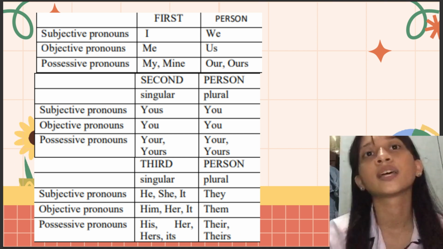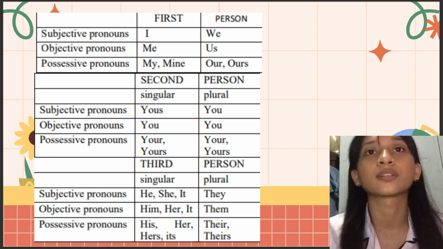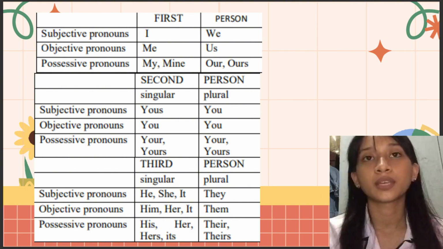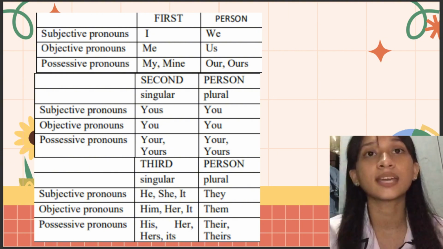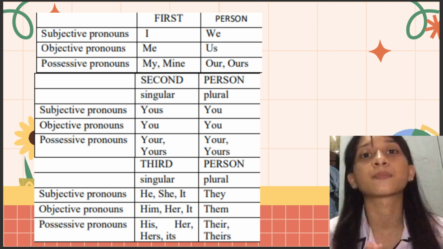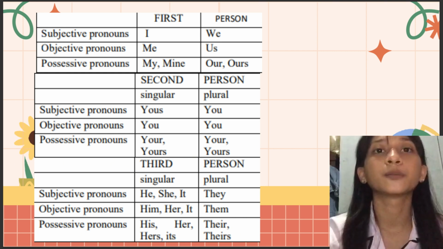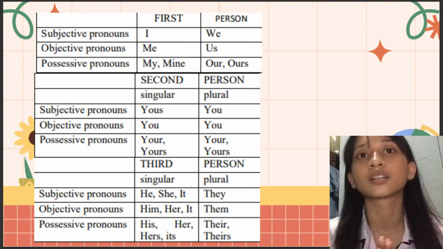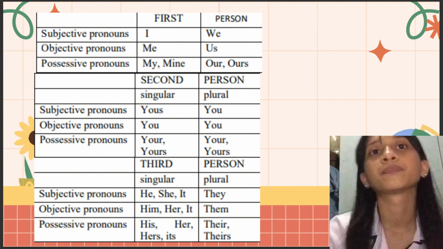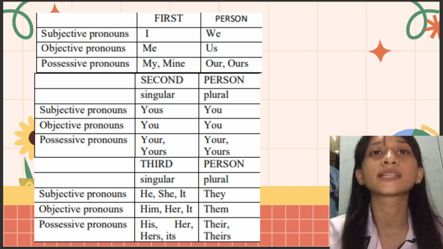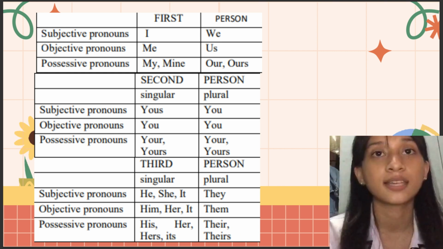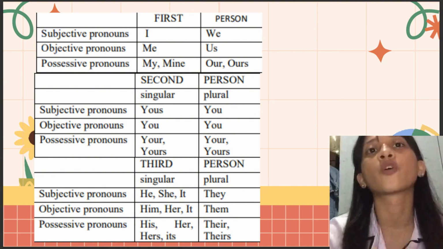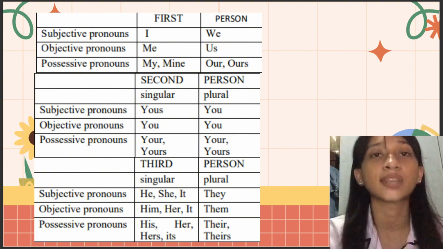And the last one is third person. The subjective pronoun in singular form is he. He has a pet mouse. The objective pronoun in singular form is her. Her dog smells like barf. The singular possessive pronoun is his. His hands are soft.